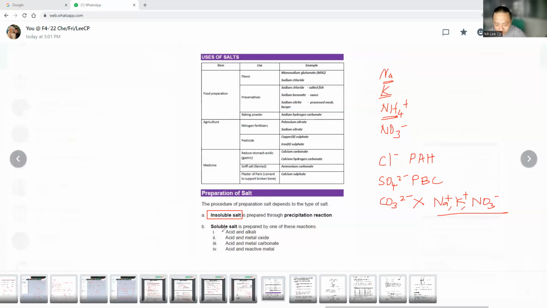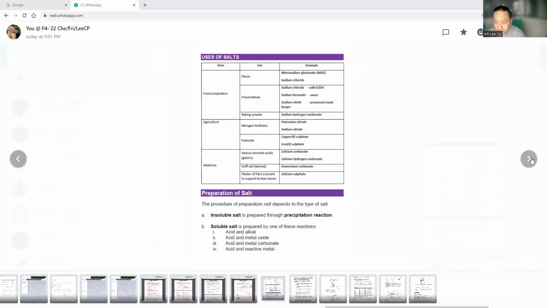Then the second thing that we are going to see is acid and alkali, acid and metal oxide, acid and metal carbonate, acid and reactive metal. So you can produce soluble salt by using these reactions. Okay, this is what we are going to see. But from here, now we are going to see insoluble salt first.